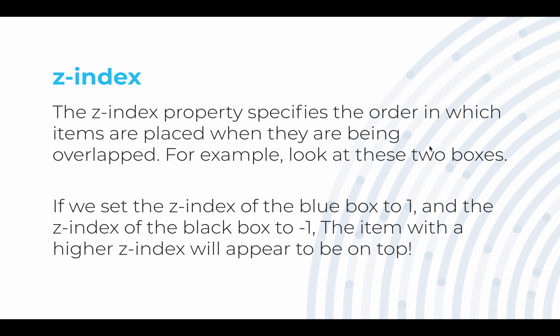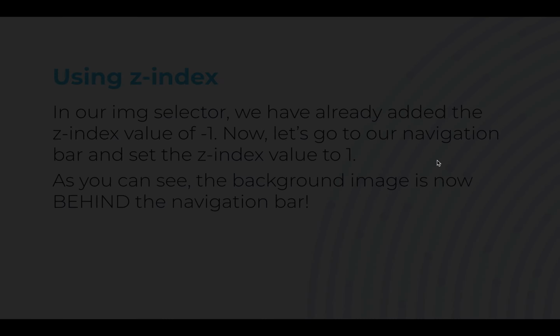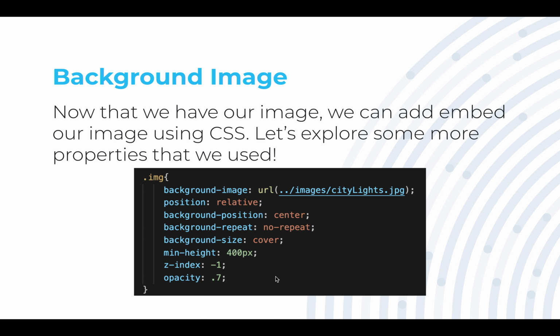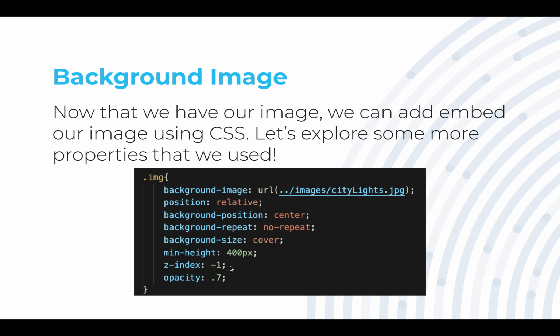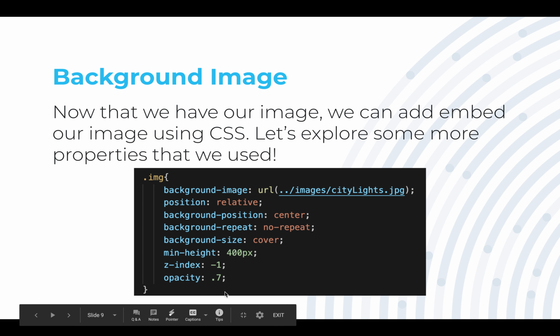The ZIndex property specifies the order in which items are placed when they're being overlapped. For example, if we set the ZIndex of a blue box to 1 and the ZIndex of a black box to -1, the items with a higher ZIndex will appear on top. Over here, since we had a ZIndex of -1, that means the background image will be below everything else. So you can place text on top of the image and you can see it. The background image is actually in the background, not in the foreground.